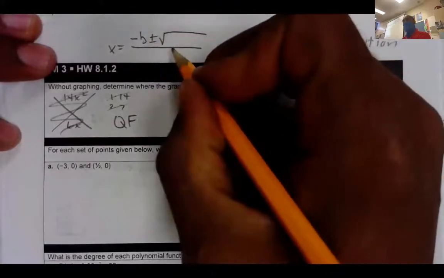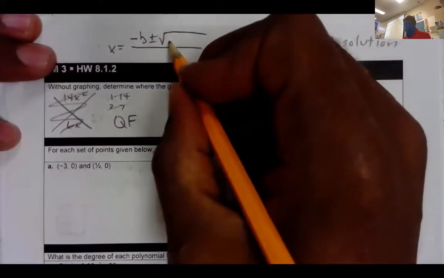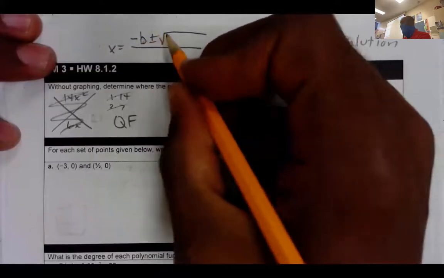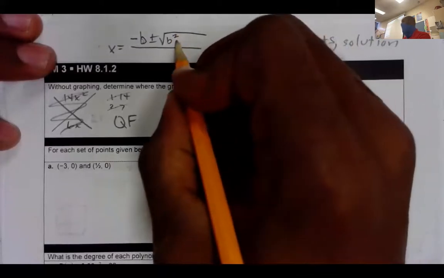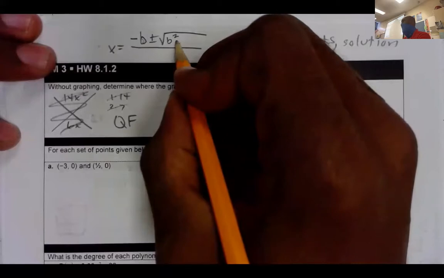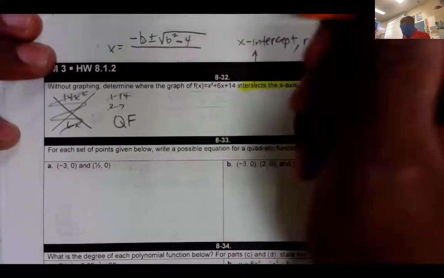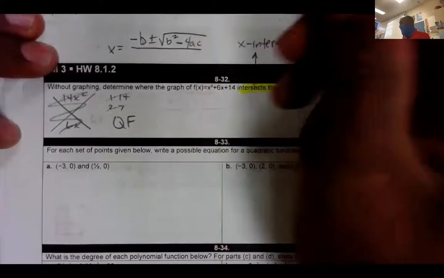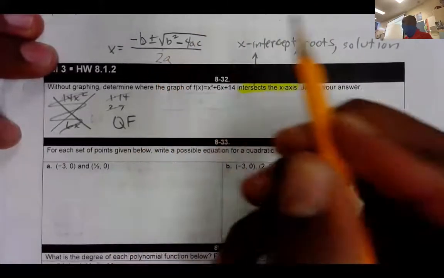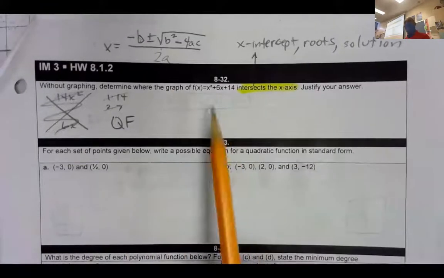Negative what? B. Then plus minus. Inside the square root, what's the first thing I write there? B what? What's before the 4? It's not plus, it's minus 4. And then times two things. What are they? A and C. What's on the bottom? 2 times A. All right, so there's your formula that you need to use to solve that.